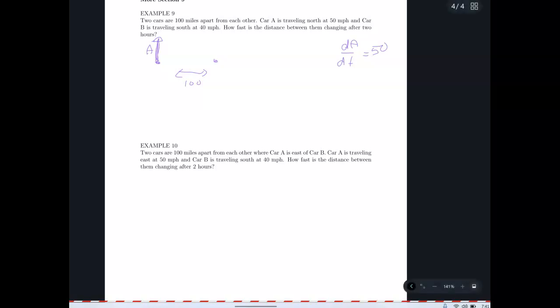Okay, so then we have car B traveling south. So that's here. And dB dt is 40. Okay, so we are being asked to find how fast the distance between them is changing.